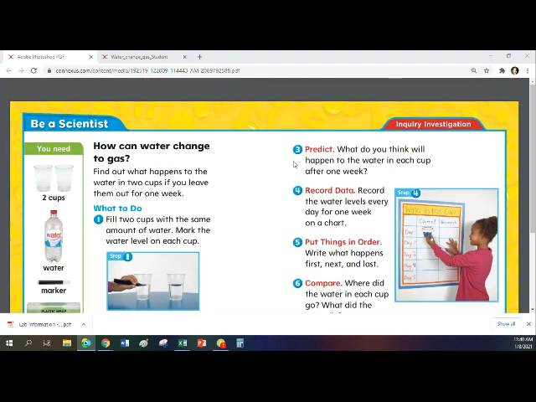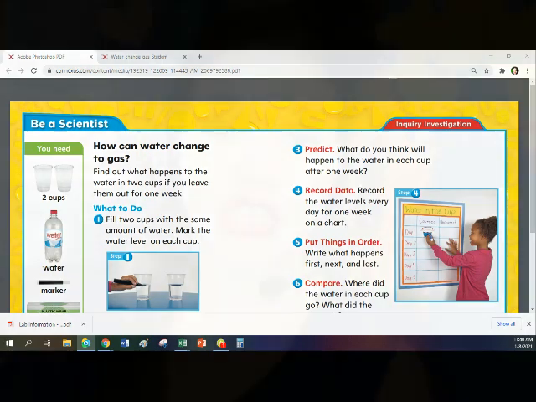Once you do that, you're going to predict. That means you're going to make a guess about what you think will happen to the water in each cup after 1 week. So what do you think will happen? Will the water change be the same in each cup? Will it be different? How will it be different? Then you're going to record your data. So each day for 5 days, 1 full school week, you're going to record the water levels on a chart. So that means you need to make a chart and turn that chart into your teacher too.